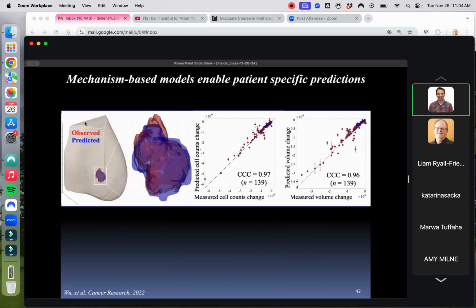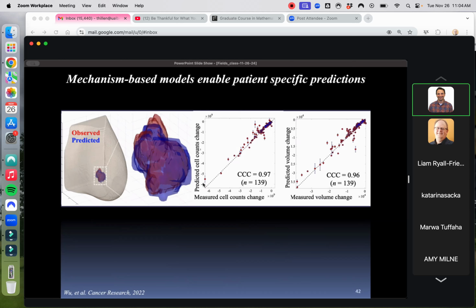So you do this for a bunch of patients, right? Here is one surface of a woman with a breast tumor right here. The blue is the predicted and the red is the observed, and you can see that it actually does a pretty good job of matching the size and shape of it at the end of therapy there.